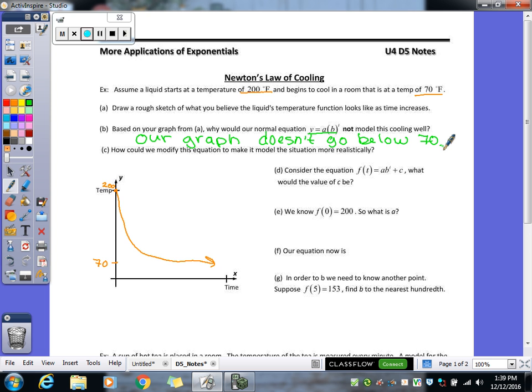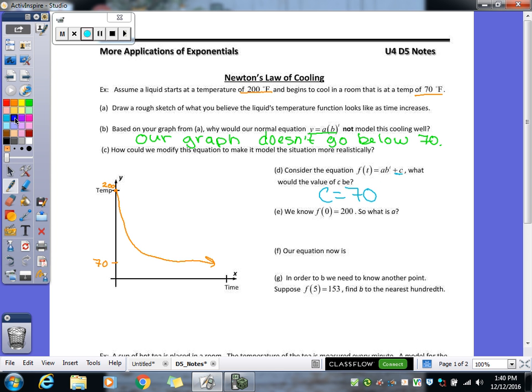So since our graph doesn't go below 70, we have to put a little plus c at the end of that equation. So it's the same equation. We're just going to have a plus c. And in this case, our c would be 70. Since we can't go below 70, that means we're going to do plus c, plus 70. So that moves our entire graph up so that our graph now won't touch or cross the 70. It'll get very, very close, but it won't actually be 70.